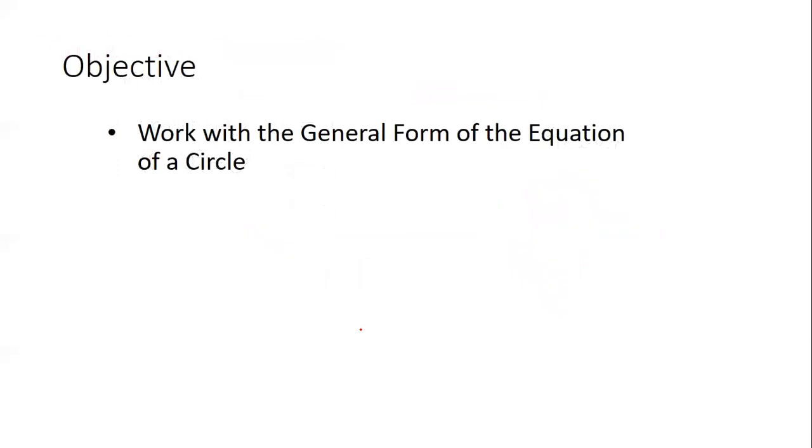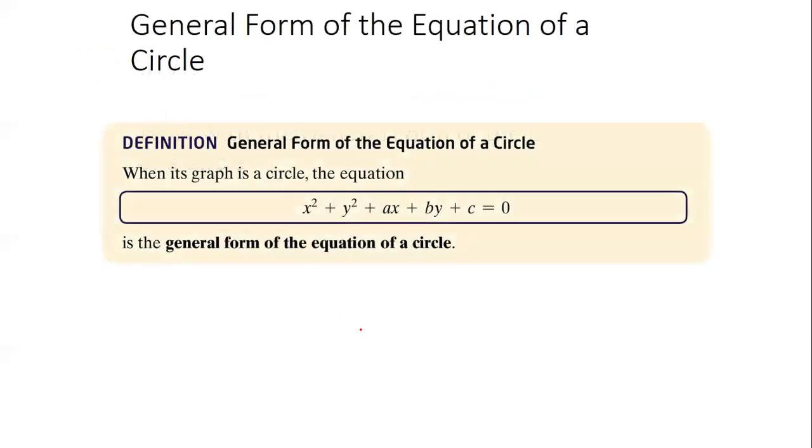So next we have working with the general form of the equation of a circle. This is our general form, x squared plus y squared plus ax plus by plus c equals 0.